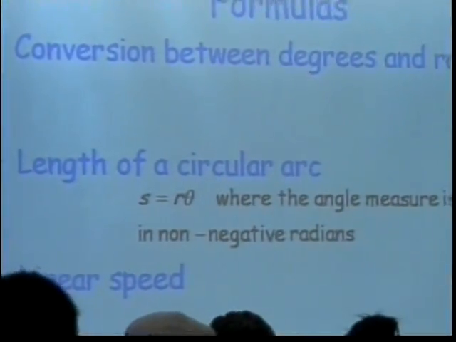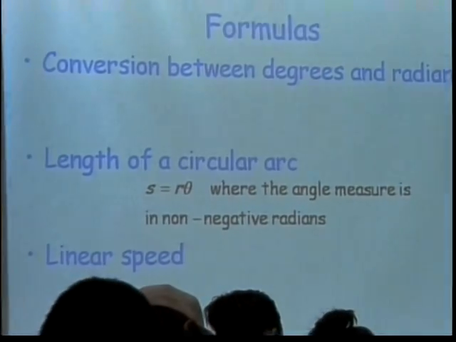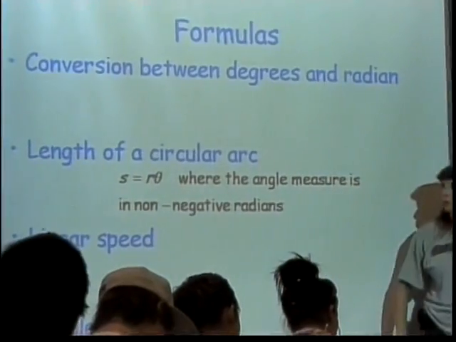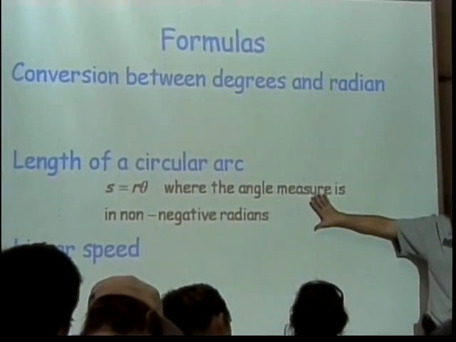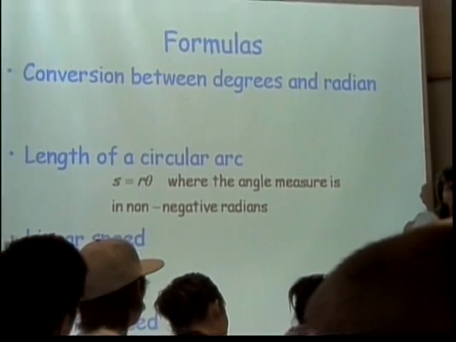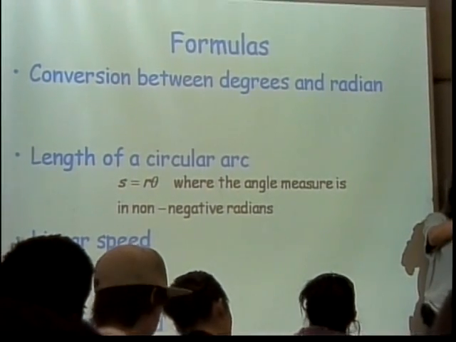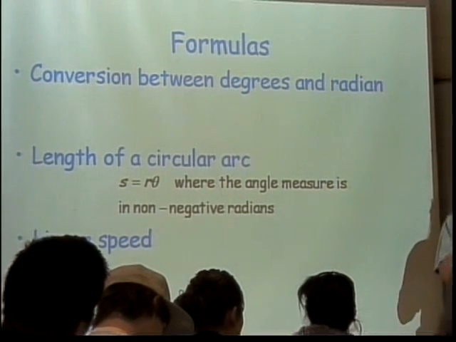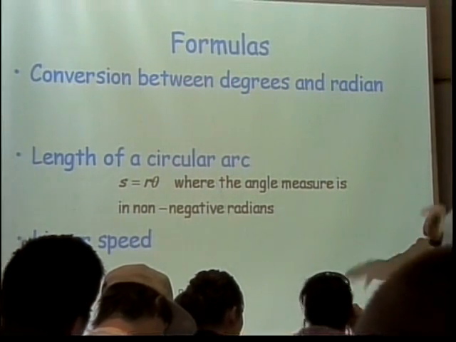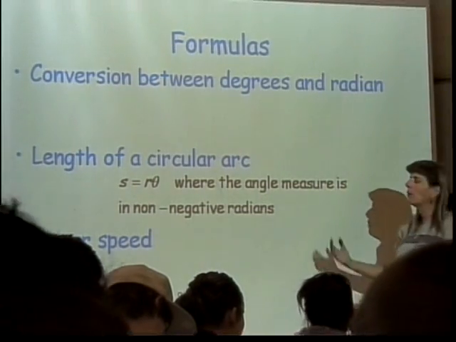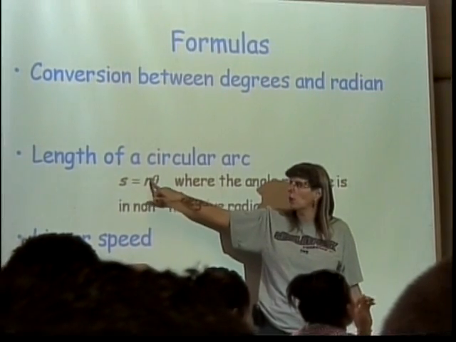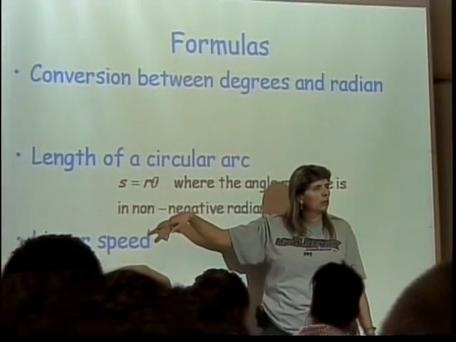Some of this we already did with our degrees and radians, but what we didn't talk about was calculating arc length, linear speed, and angular speed. When we calculate arc length, you probably have done this before, because arc length is basically calculating some fraction of the circumference. That's what this S represents. The fraction of the circumference is determined, here's our radius, by the angle.